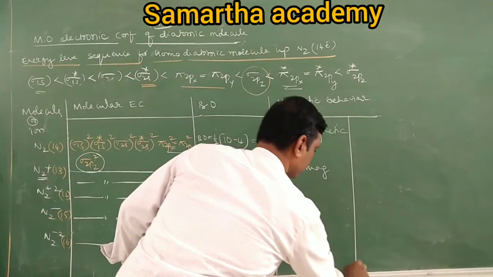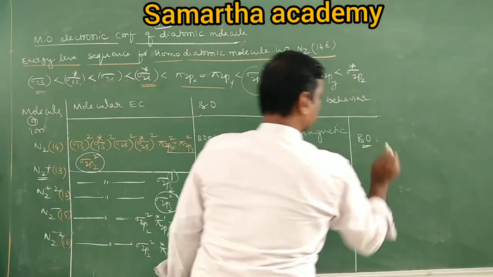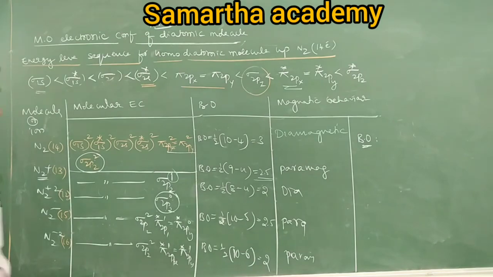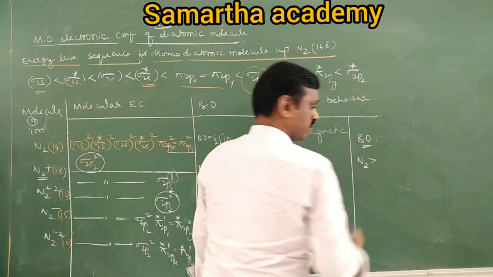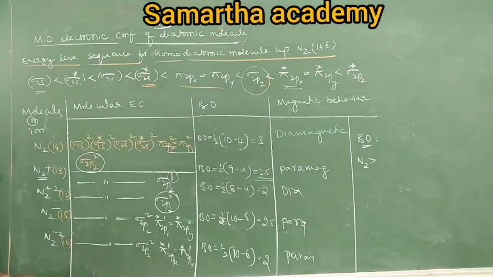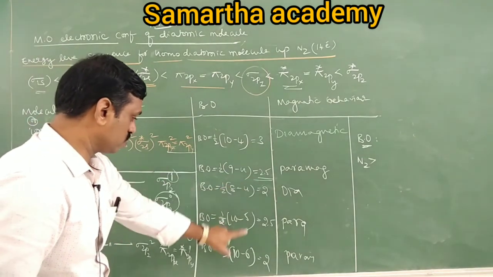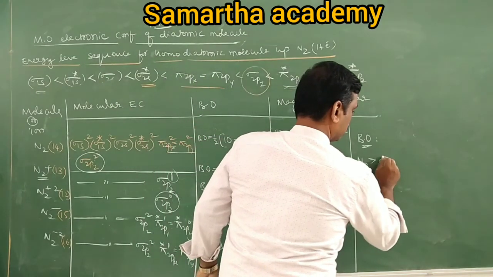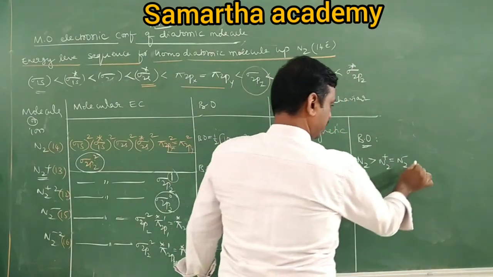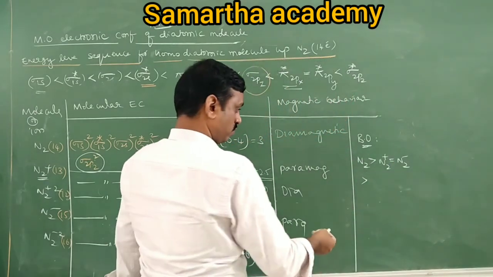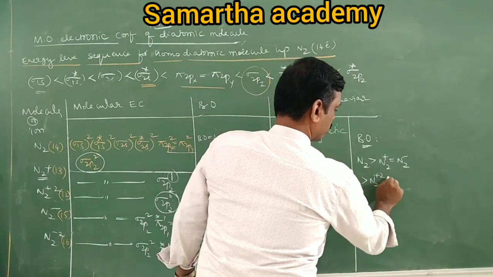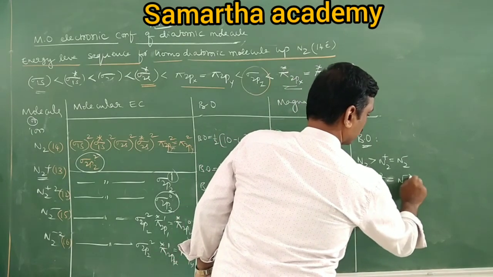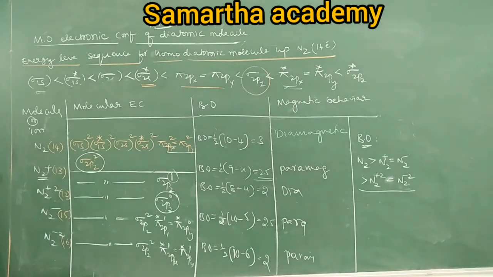Now, which one has the highest bond order? First, N2. N2 is greater than N2 plus, which equals N2 minus. N2 plus equals N2 minus. Next, which is greater than? N2 plus 2 is equal to N2 minus 2. That is the bond order. Understand?